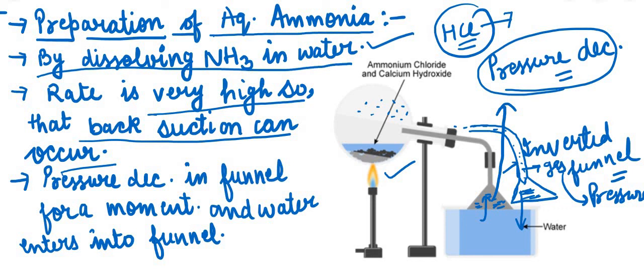So the water comes back and the rim of the funnel touches the water again, and directly that ammonia gas is just passing into the water. There is no such back suction that will occur. So that is the method by which we prepare ammonia and aqueous ammonia, and the next part is the preparation of ammonia with the help of the Haber process, which we're going to study in the next lecture. Till then, take care.